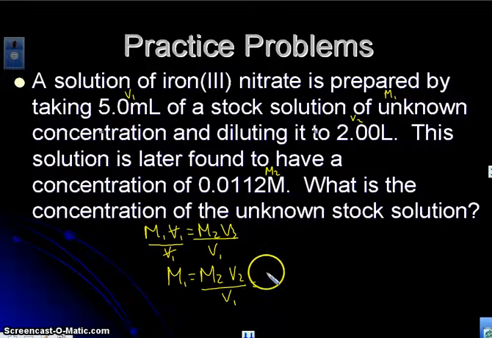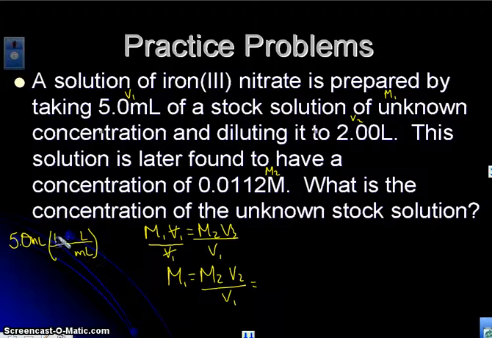Then we need to remember to change our milliliters to liters, since our volumes don't have the same unit. You can change your 5 milliliters to liters. If you do that, it would be 5.0 milliliters, and we need milliliters on the bottom, liters on the top. Milli is 1 times 10 to the negative third, and that goes with our base unit. That gives us 0.0050 liters. You can also do it the other direction, go from liters to milliliters, whatever you're most comfortable with.